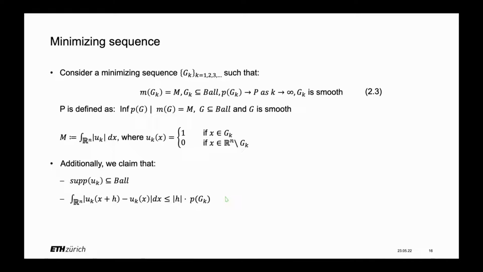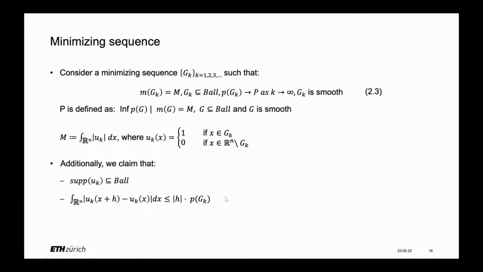This is exactly the set we've seen before, the restriction we have as the preliminaries. And M here is defined as the integral over R^n of the absolute value of u_k, where u_k of x is the characteristic function, such that it is 1 if x is in G_k, and 0 if x is not in G_k. So what we have here with this M says nothing else than that we are just looking at u_k such that it is 1 on the set, and if it's not in our G_k set, it's equal to 0.